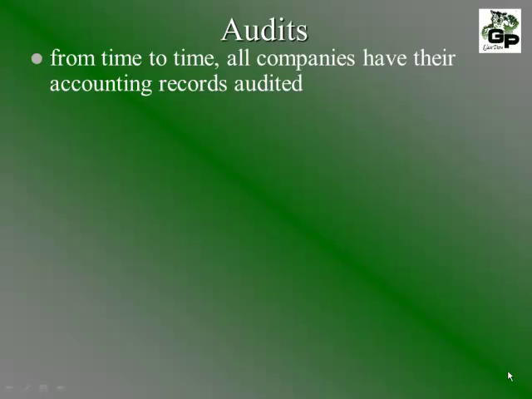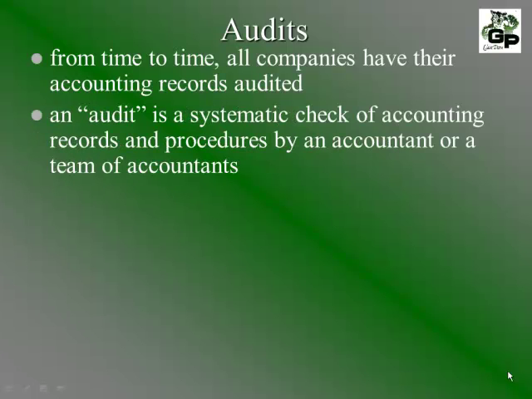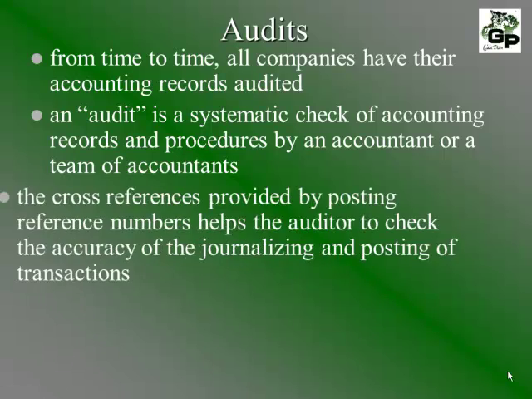From time to time, all companies have to check that their accounting records are accurate and complete. This is called an audit, when the accounting records are checked for completeness and to make sure there are no errors. It's a systematic check of accounting records and procedures by an accountant or a team of accountants. Audits can be done by the company itself, which is an internal audit, or it can be done by accounting firms outside the company, and this is called an external audit.